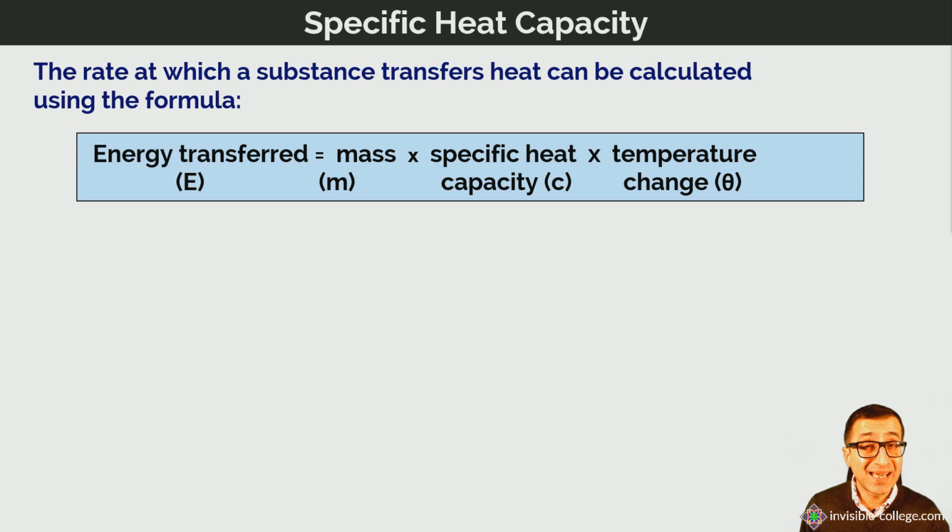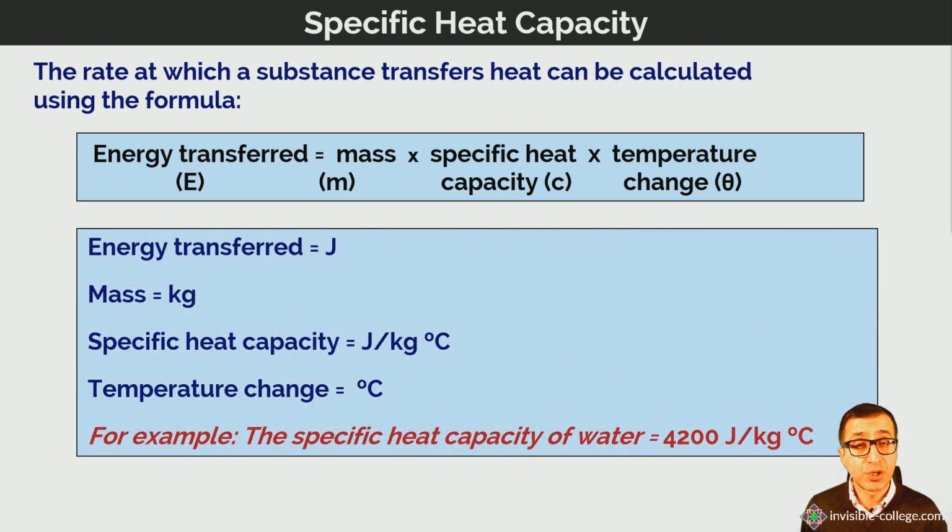So E here is the heat energy transfer, the heat energy change that has occurred. If you're increasing the temperature, the heat energy transfer will be to the object. If you're decreasing its temperature, the heat energy transfer will be from the object. So E is measured in joules, M is measured in the standard units of mass, which would be kilograms, and the temperature change is measured in degrees centigrade or degrees Kelvin.